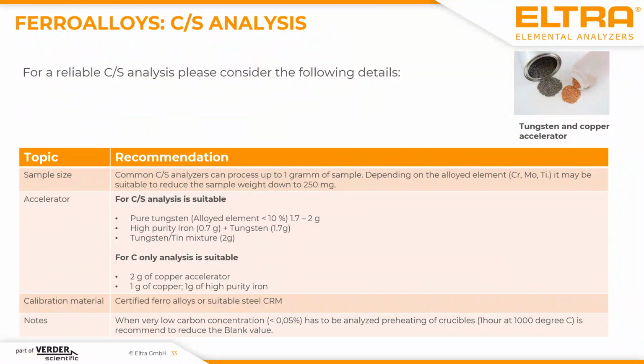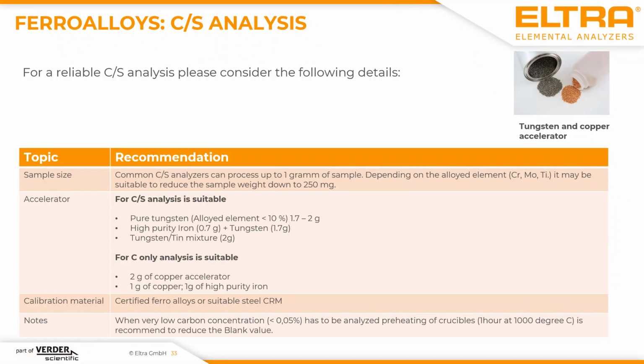As mentioned before, the carbon-sulfur analysis in general is easy. That does mean that you prepare your sample, put in the accelerator, combust the sample, and get in results. But please have in mind when you have a very high alloyed ferroalloy, this does mean a content of 50, 60 or even 80% of maybe chromium, molybdenum or titanium, you have to take care of the prepared sample dimensions and sample weight. For example, high content of titanium, molybdenum or chromium could mean that you cannot use a standard weight of maybe 1000 milligram. You have to reduce it maybe down to 250 milligram.